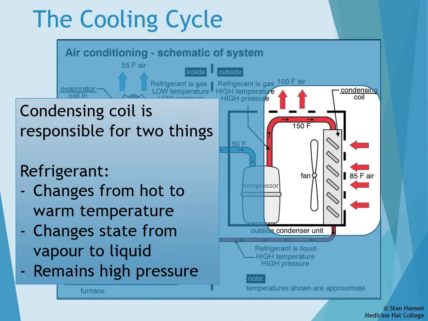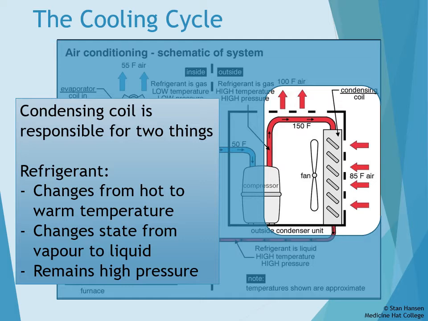The next step is to take that hot, high pressure vapor that comes out of the compressor and start putting it into the condensing coil. The coil has a fan which helps the hot vapor shed the heat to the surrounding air. The refrigerant is going to change its state as it goes through the condensing coil. As it loses its heat, it turns from a vapor down into a liquid. The result is that my output is now a warm, high pressure liquid.